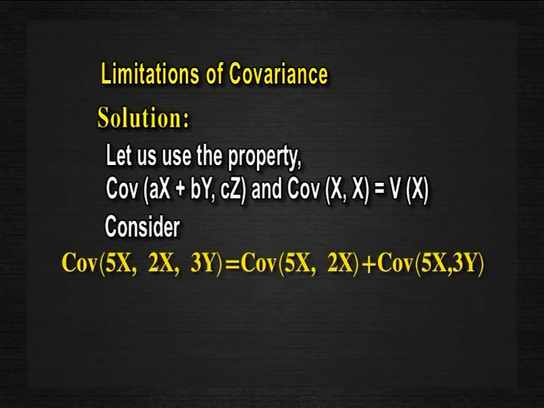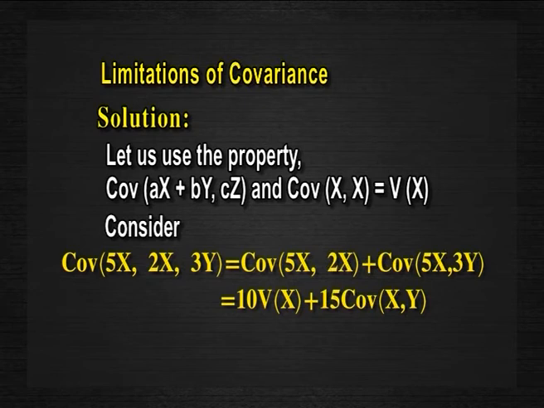Consider covariance of 5x and 2x plus 3y is equal to covariance of 5x and 2x plus covariance of 5x and 3y, which is equal to 10 times variance of x plus 15 times covariance of x, y, which is equal to 10 times 2 plus 15 times 1, which is equal to 35.